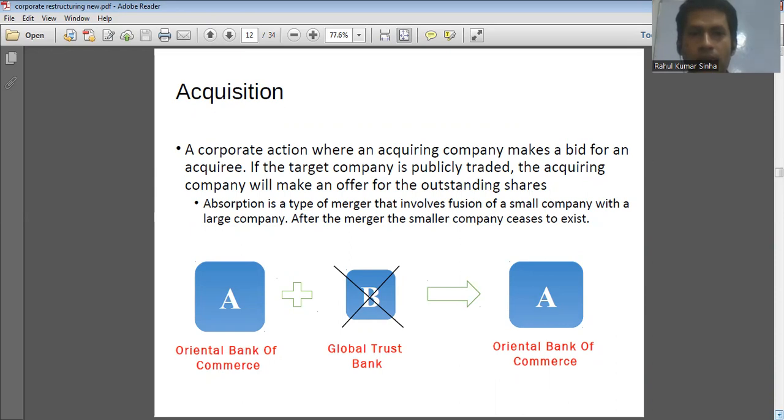Second, you see the acquisition. Acquisition means that you acquire a company, and the company which is acquired is called the target company. So you see the Oriental Bank of Commerce, the acquiring company, is acquiring Global Trust Bank. In the case of acquisition, the acquiring company acquires the target company, the target company loses its existence, and the acquiring company continues its business in its own name. So acquisition is where an acquiring company makes a bid for a target. If the target company is publicly traded, the acquiring company will make an offer for the outstanding shares. So the Oriental Bank of Commerce buys the Global Trust Bank.